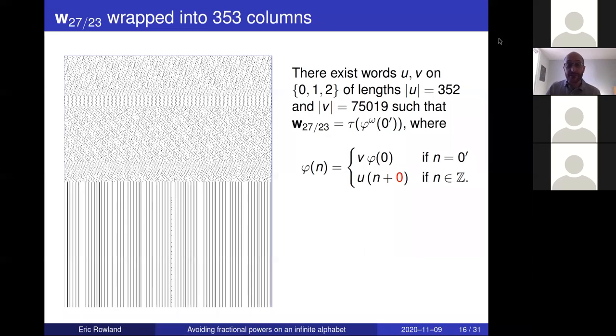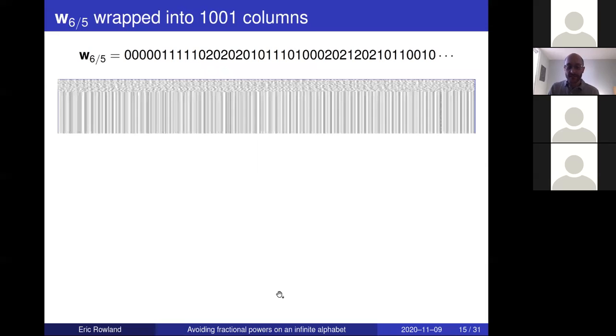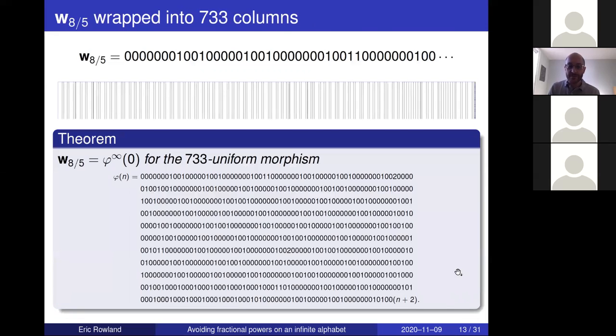Here's another one that's really interesting because this word turns out to be a word on a finite alphabet. So this is W7, 27 over 23. And you can see here, this is the self-similar column where the sequence repeats. But where it repeats, it's not shifted by anything. So I've highlighted this 0 here. On the previous morphisms, let me skip back a slide, we had an n+2 here, here we had an n+2, here was an n+2, right?